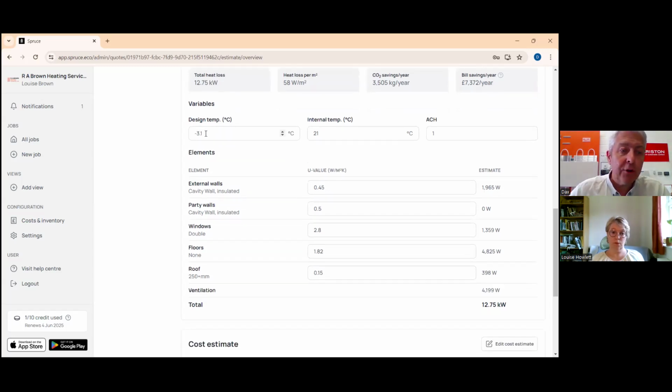It's looking at an outside regional design temperature of minus 3.1 degrees, which is Ofgem specified for the region. If we're up in Cumbria, it will be minus 5.5. There's different sort of regional specifics. And these are those two temperatures, the design temperature and the internal temperature. As MCS installers, we can't change those.